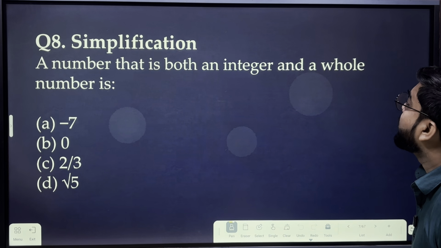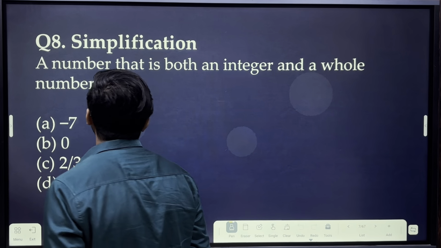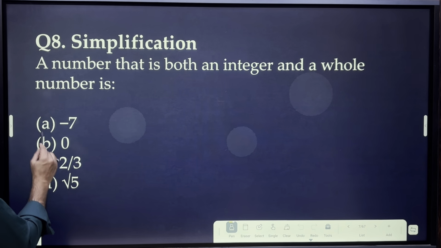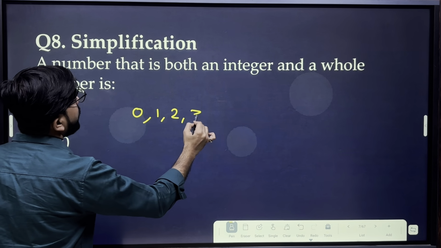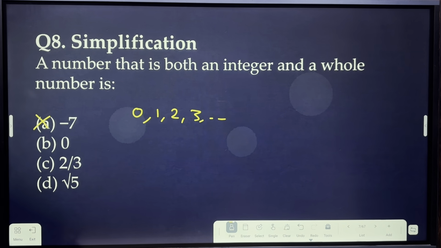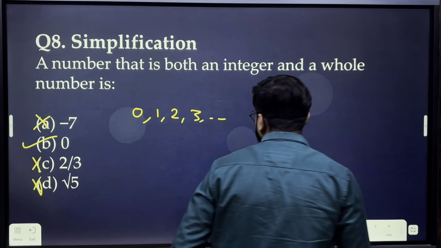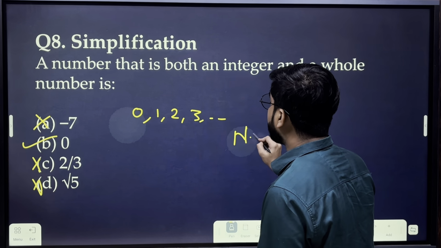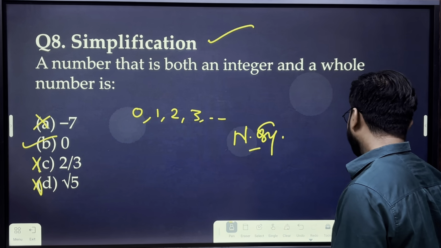a number that is both an integer and a whole number is integer and whole. If you talk about this minus, it is not a whole number because whole numbers start from 0, 1, 2, 3 and so on. If you talk about 0, it is possible. 2 by 3 is not an integer, root 5 is not an integer. Answer is option number B. That becomes a very easy question from number system, but is taken in simplification.